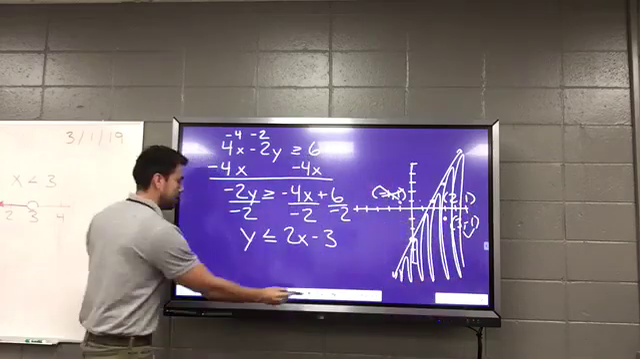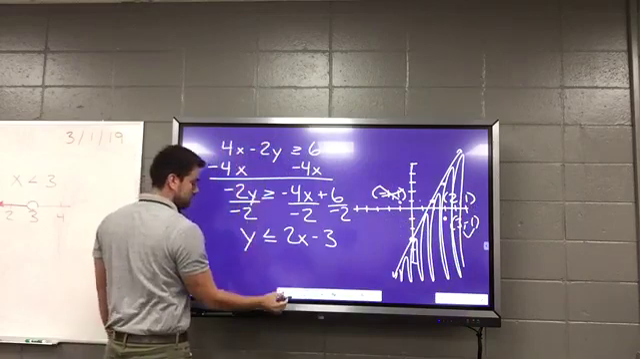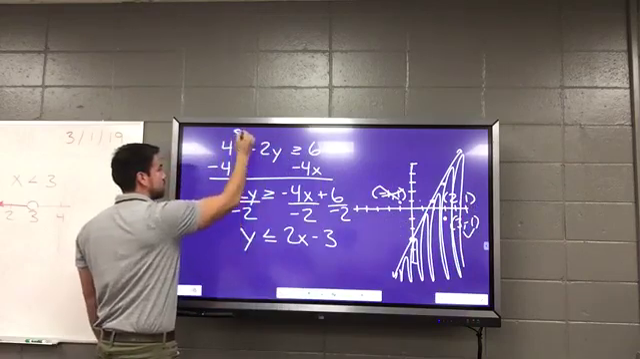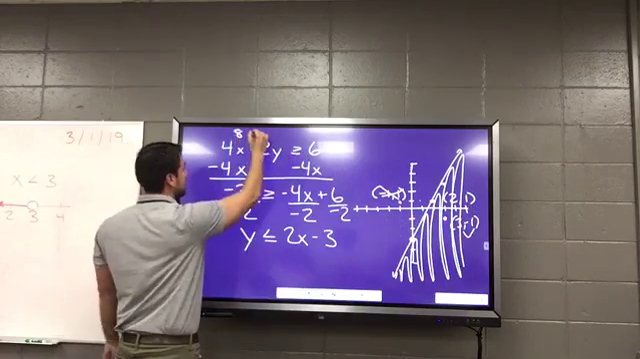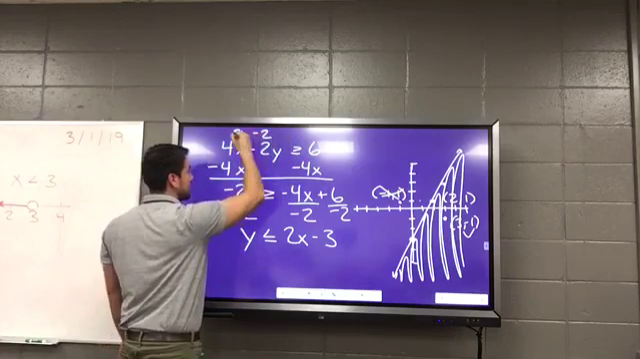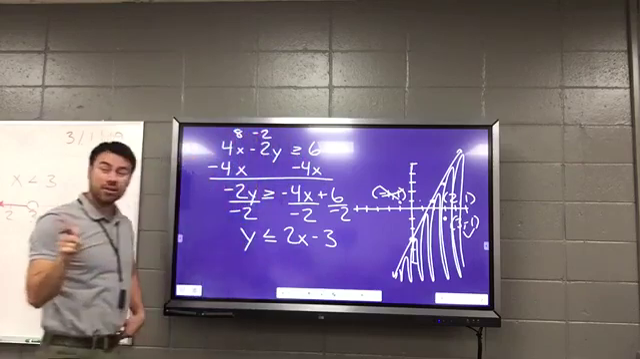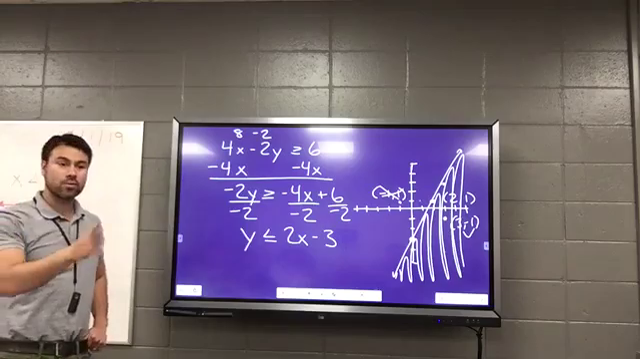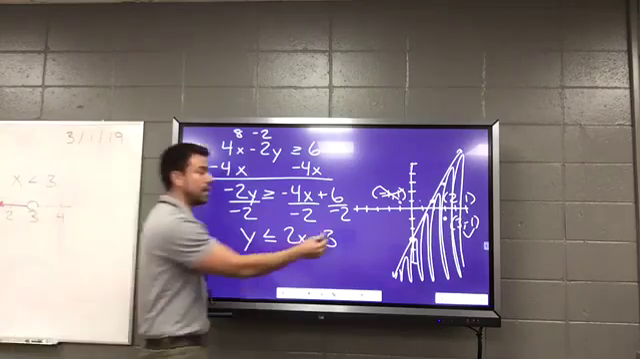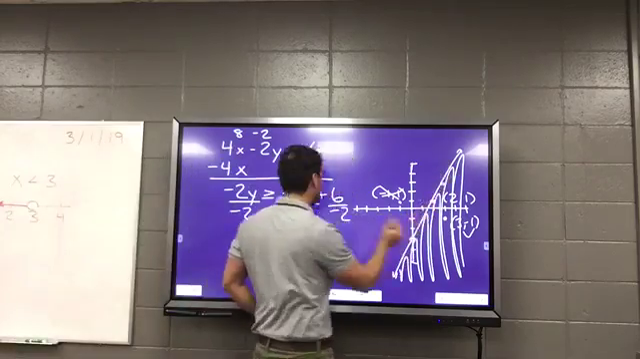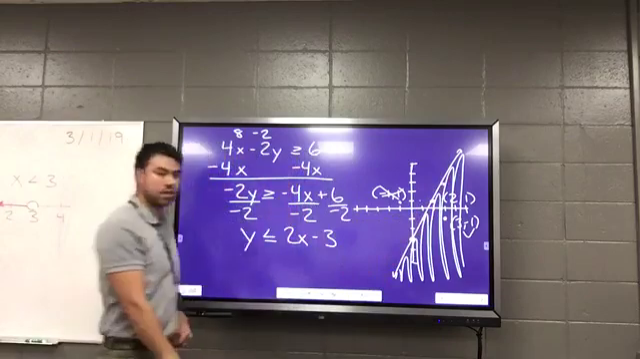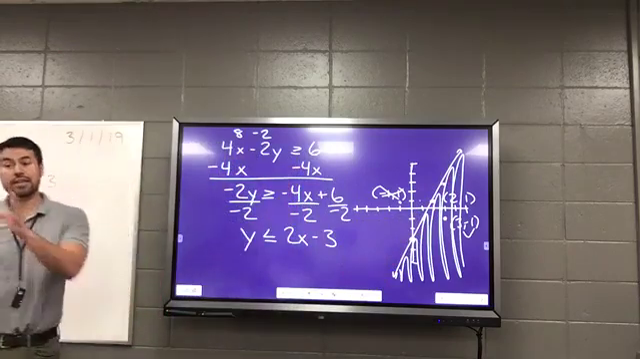Okay. What's 4 times 2? 8. What's negative 2 times 1? Negative 2. Is 6 greater than or equal to 6? Yes. Yep, that's why any point on the line would work, because I have that little equal to sign. Do you guys see how that works with the equal to and the not equal to?